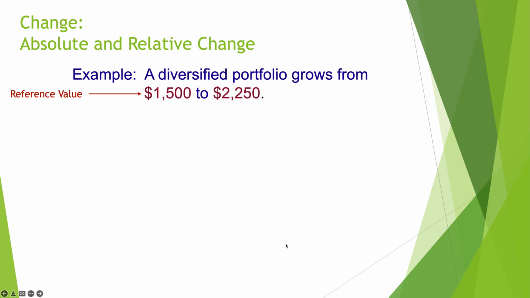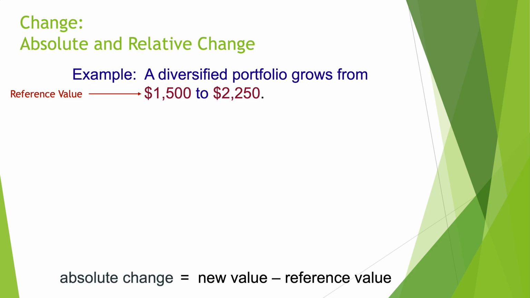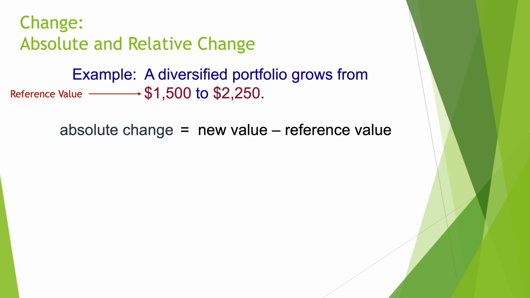Absolute and relative changes, okay? A diversified portfolio grows from $1,500 to $2,250. Now, the reference value is always the first value. It's the original or beginning value. That's always the reference because it's in comparison to that beginning value that things begin to change. So, first question, what's the absolute change? Now remember, it's the new value minus the reference or original value. So what's the absolute change there?